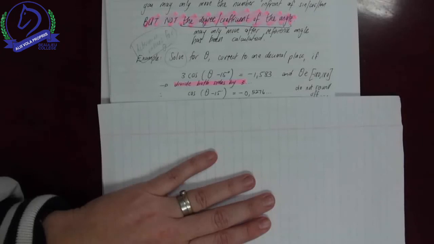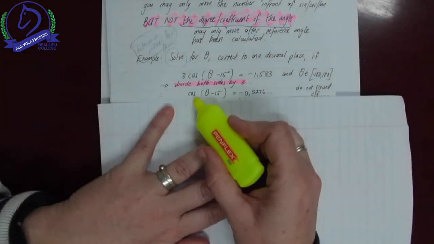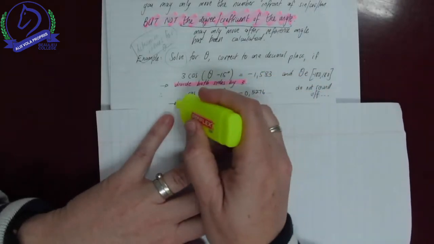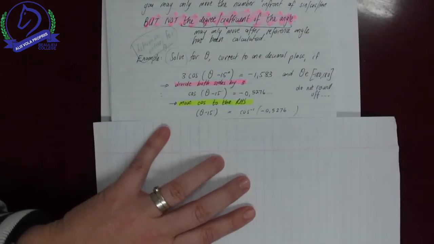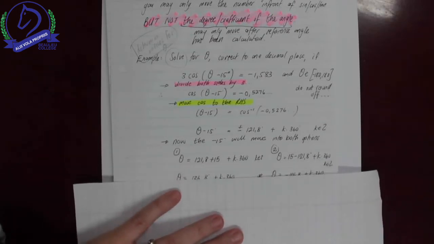Okay, so after I did that, what am I going to do now? Reading from left to right, I'm going to move cos from the left hand side to the right hand side. So it will become shift cos on the right hand side. Now I am busy with general solutions, and I'm busy with cos. So what do I know about general solutions and cos? My answer will be 2 equations, either plus or minus the reference angle created plus k times 360. So I'm going to have theta minus 15 equals the reference angle plus k times 360, or theta minus 15 equals negative the reference angle plus k times 360.